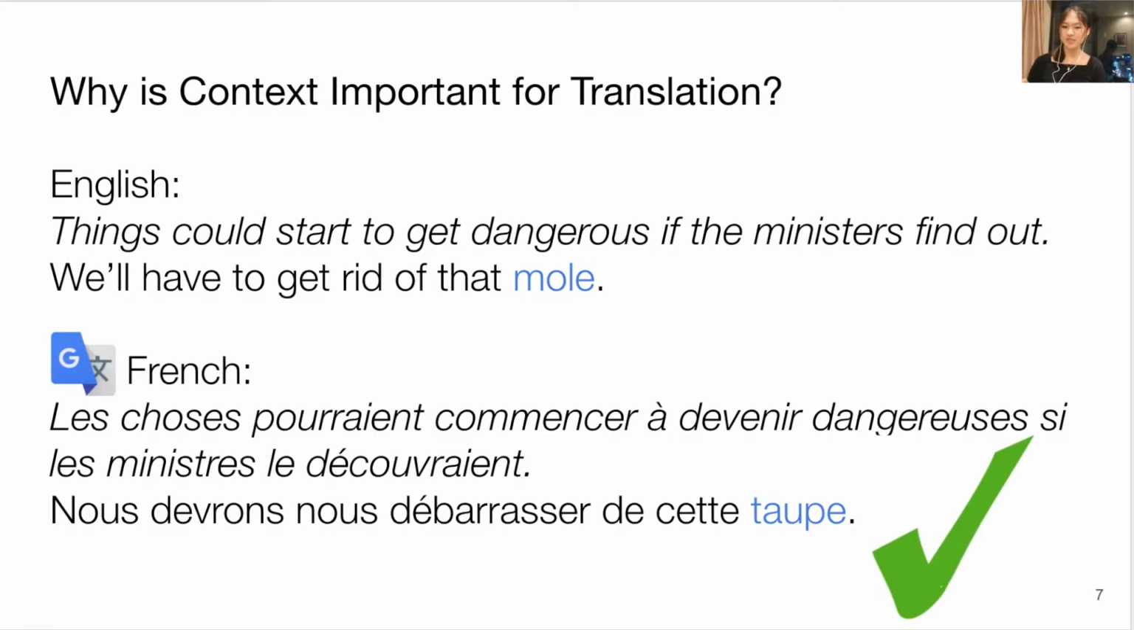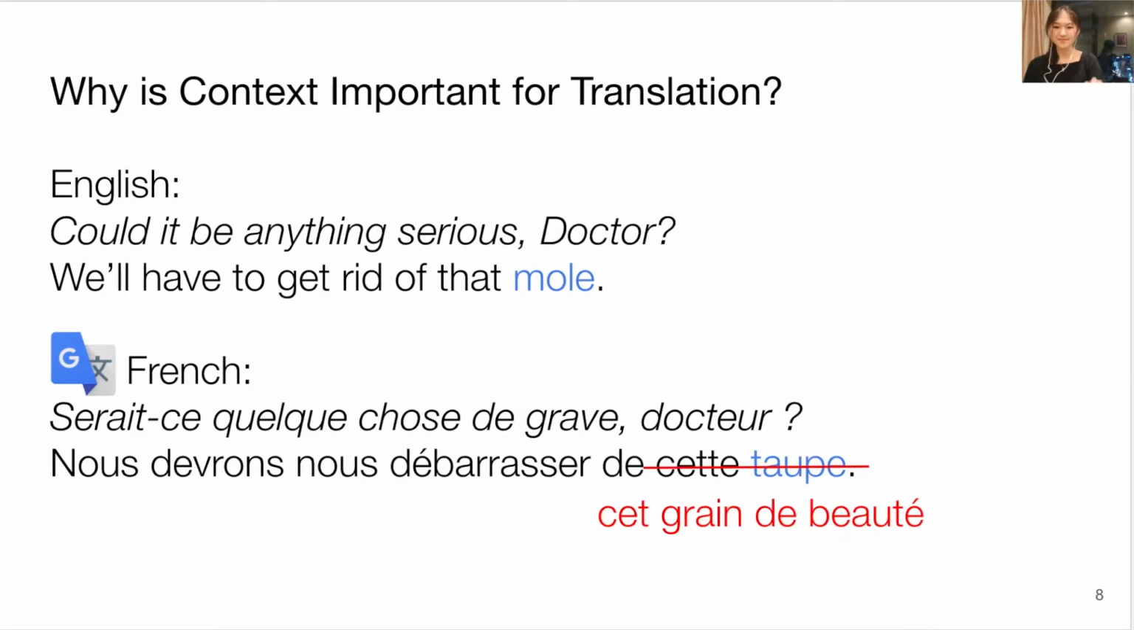And current neural machine translation models are reasonably good at sentence-level translation for high-resource language pairs such as English and French. So, for example, a popular provider can correctly translate the sentence here. However, when the context changes, the correct translation should now be c'est grand de beauté for the mole, but the model does not pick up on the change in meaning.